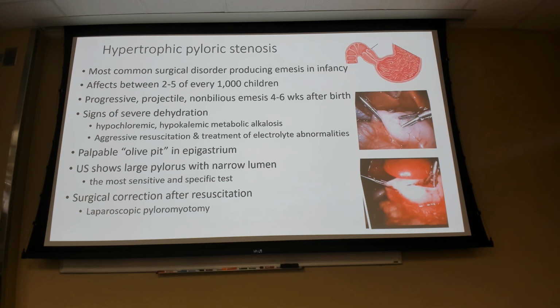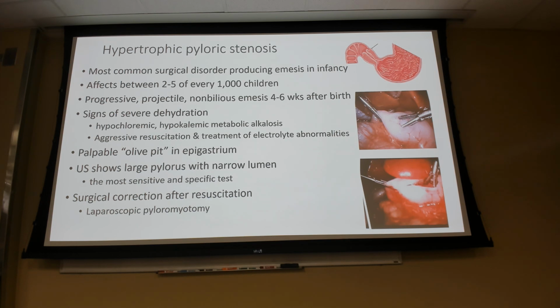Now let's talk about the little babies. You guys remember this one, the little olive-shaped mass, projectile, non-bilious emesis? Yeah, typically it says 4 to 6 weeks of life, typically 3 to 6 weeks after birth. They usually present with that non-bilious emesis. Projectile vomiting is what the parents complain of.